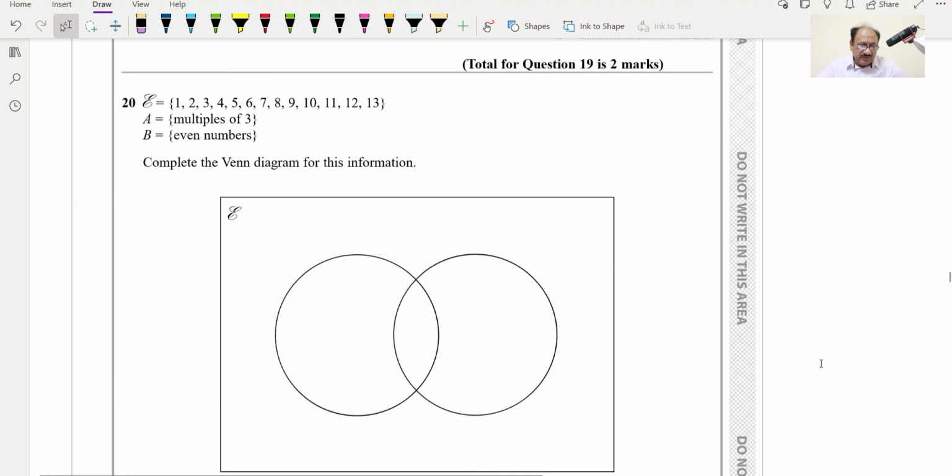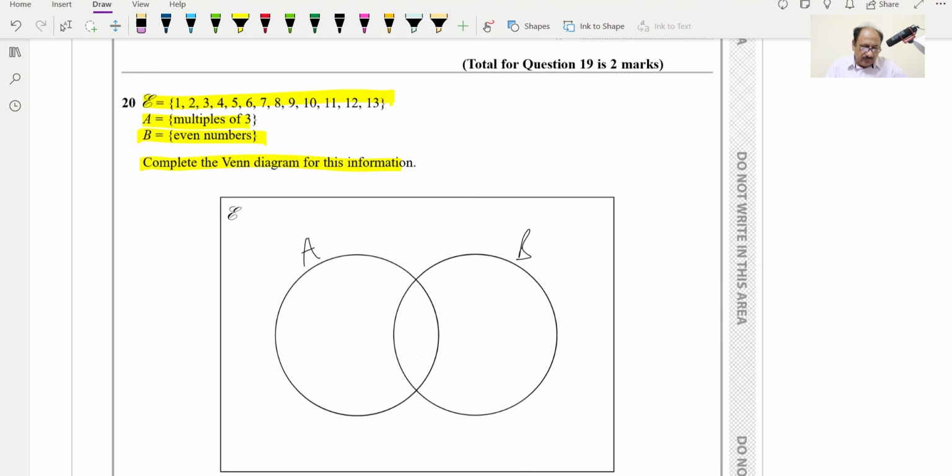Question number 20 is a Venn diagram question. Universal set is provided. This is the universal set, then A is multiples of 3, B is even numbers, and we have to complete the diagram for this information. So what we will do, we will have to write A. So we can take this as A and this one as B, and this portion will be A intersection B.